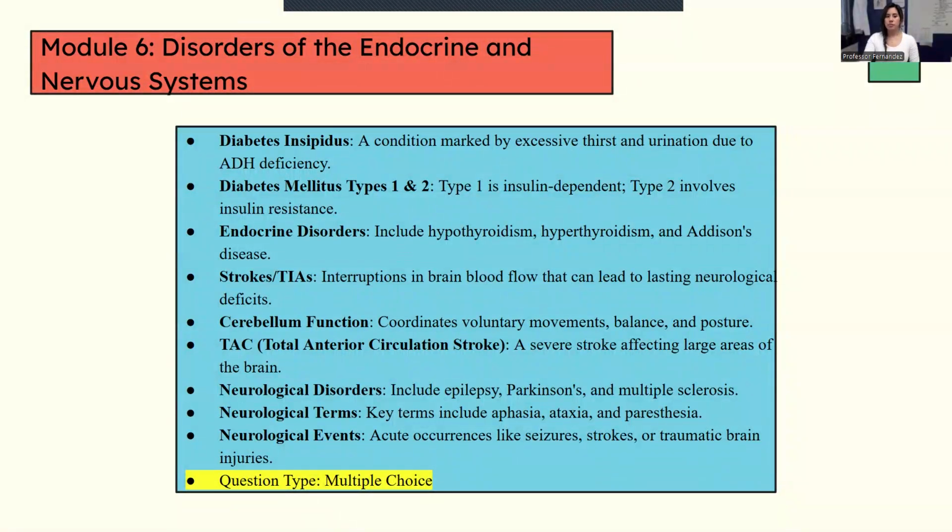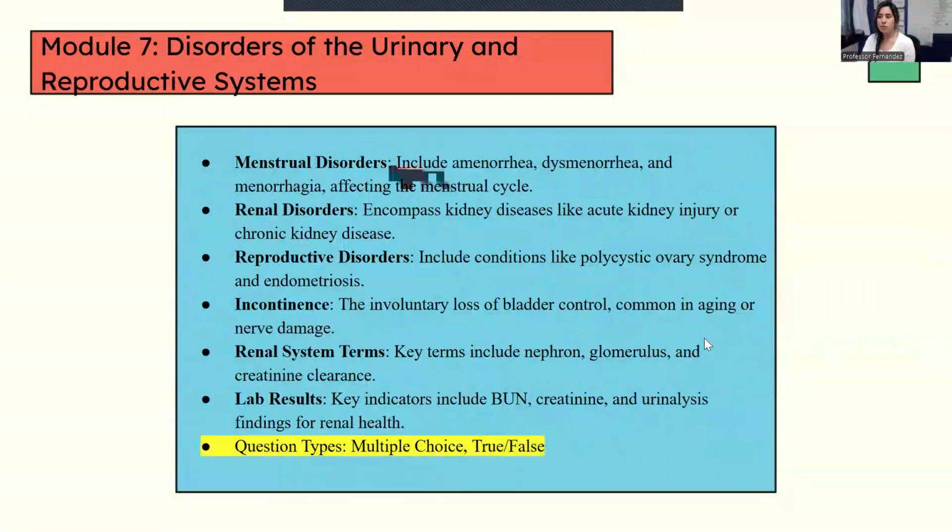A few key terms to know: aphasia, so you can't talk well; ataxia, so there's trouble walking; paresthesia, so you have that tingling feeling. And here's a couple little memory tricks. Ataxia, think of taxis, you are going somewhere. A is that root word that we did. A is without. So you don't have a taxi, so you're not able to go anywhere. So you have trouble walking. And this is also multiple choice.